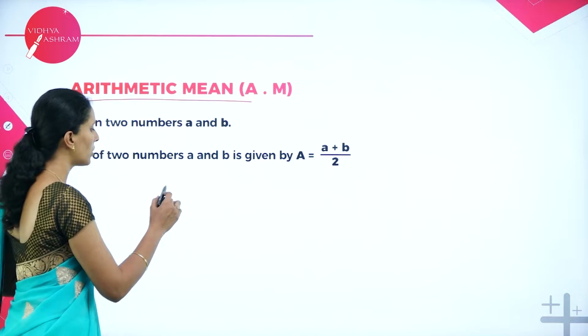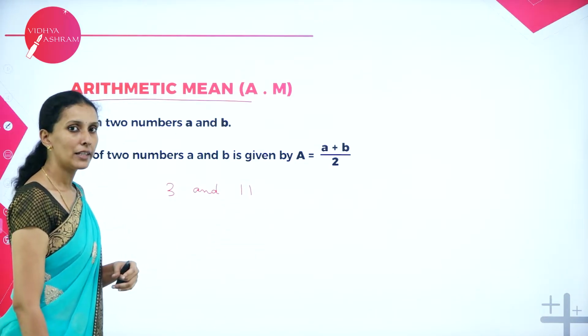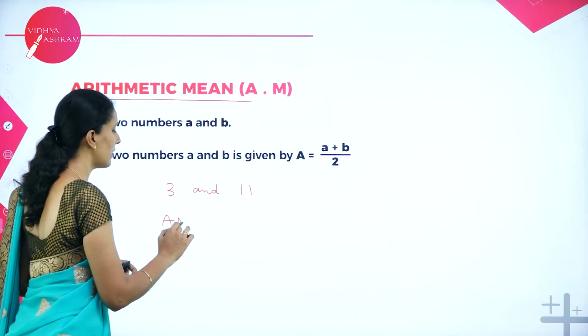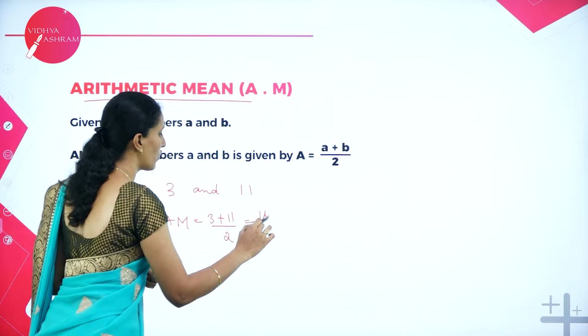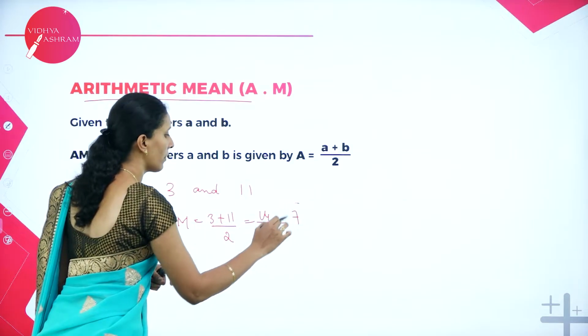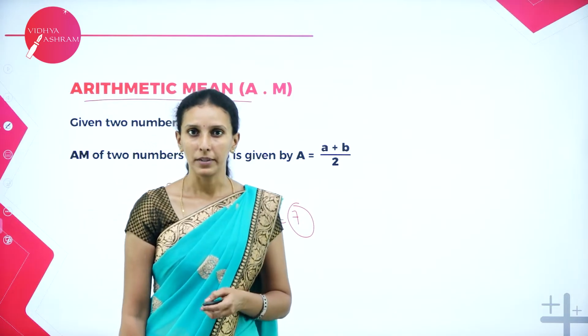Suppose you have two terms, 3 and 11. How will you find the arithmetic mean? The AM is given by 3 plus 11 divided by 2, that is 14 by 2, which is equal to 7. So 7 is the arithmetic mean of these two numbers.